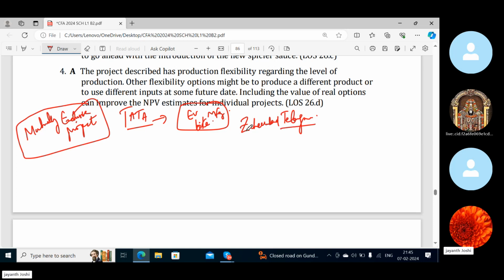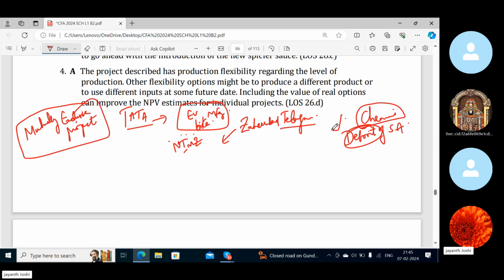Zahirabad in Telangana. Zahirabad has NIMZ. It has been declared as NIMZ, National Industrial Manufacturing Zone. And then there is Chennai. Chennai is known as the Detroit of South Asia. Detroit is a famous city in the United States which was known for car manufacturing.